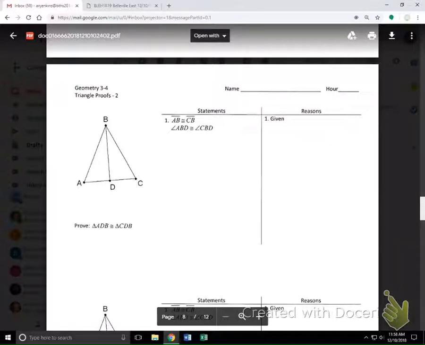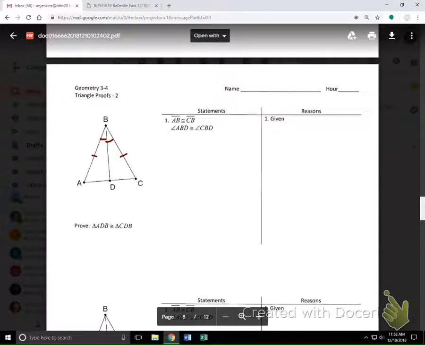Okay, so we see that AB is congruent to CB. It's the first given. Our second given is angle ABD is congruent to angle CBD. So these look a lot like that first page of proofs, right? But now we are given congruent angles. So now that we have that, we need to show that these triangles are congruent, because that's my ultimate goal.